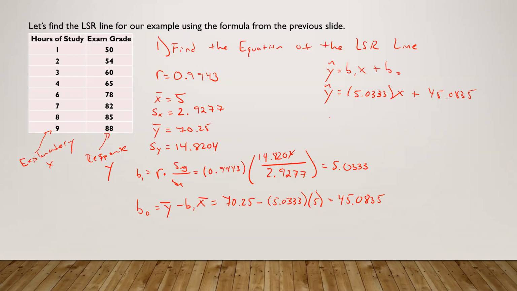So just so we're clear here, okay, this y hat is my estimated or predicted exam score, and it's going to be equal to 5.0333 times x, which is the hours of study, plus this 45.0835. Okay. Let's verify now real quick that the line actually fits this data well.